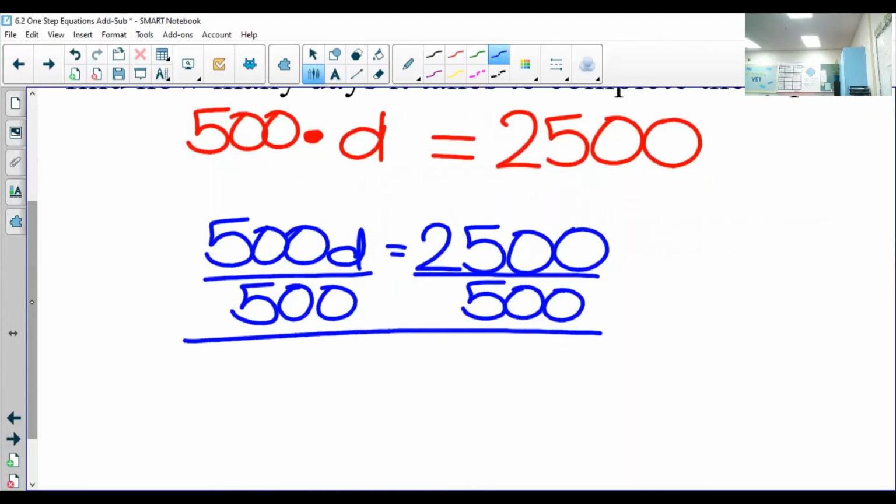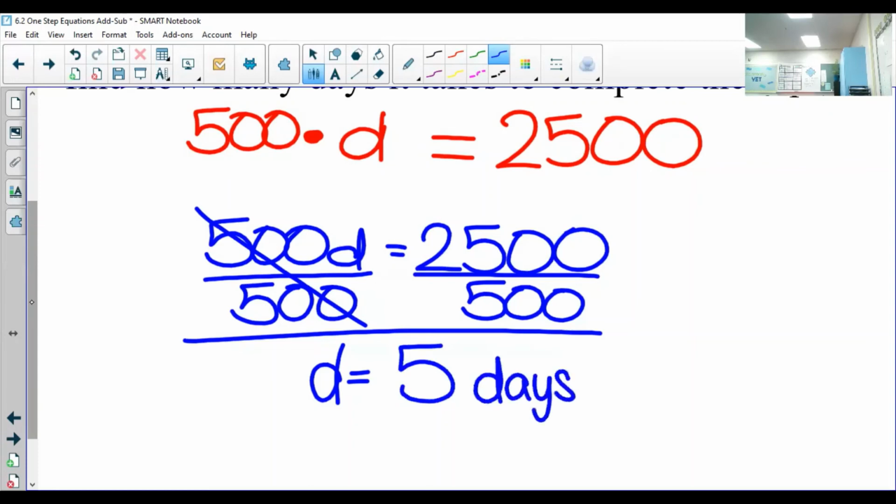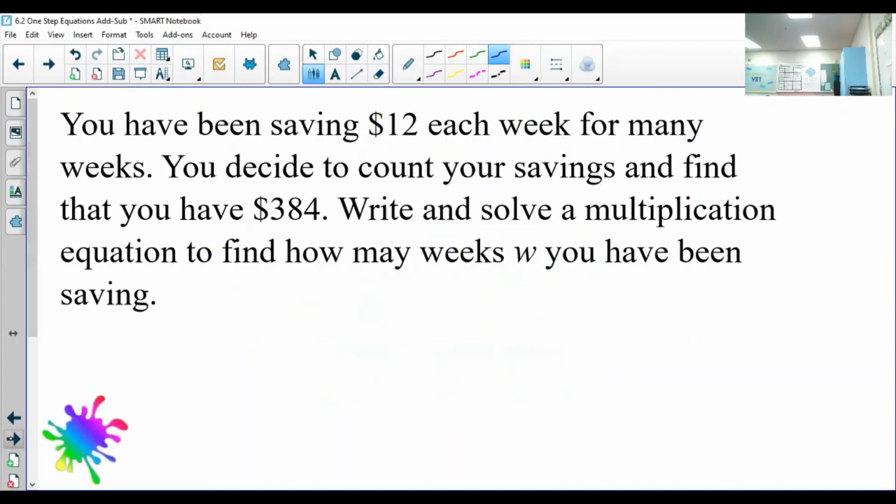What's going to cancel out here? My 500s are on this side. All I'm left with is d. And I know that 25 divided by 5 is 5. And those zeros will cancel out. So I know my trip is going to take me 5 days. All right? Let's take a look at one more example.